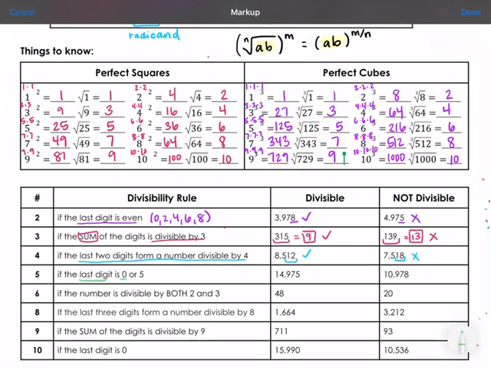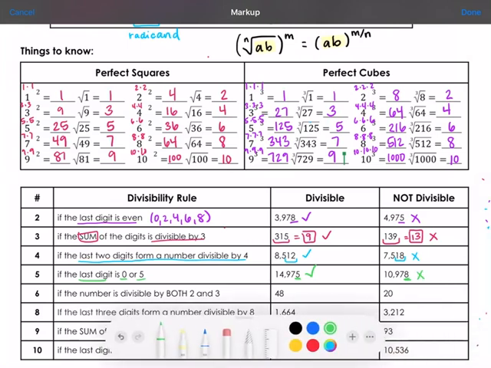The next one is divisibility by 5. We know numbers are divisible by 5 if the last digit is 0 or 5. So 14,975 ends in a 5, so yes, it's divisible by 5. 10,978 does not end in a 0 or 5, so it cannot be evenly divided by 5.